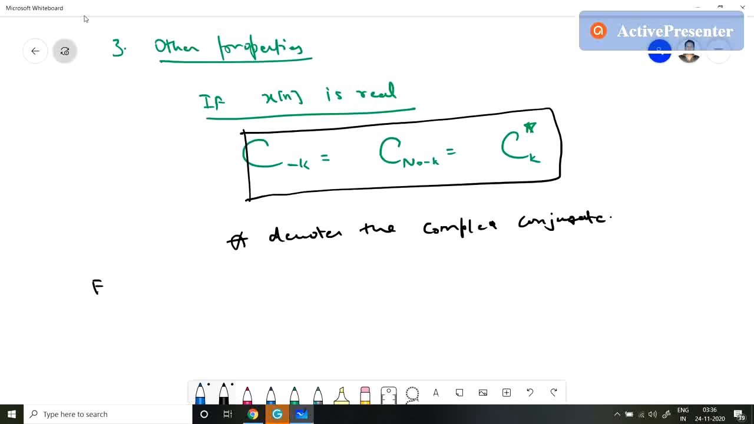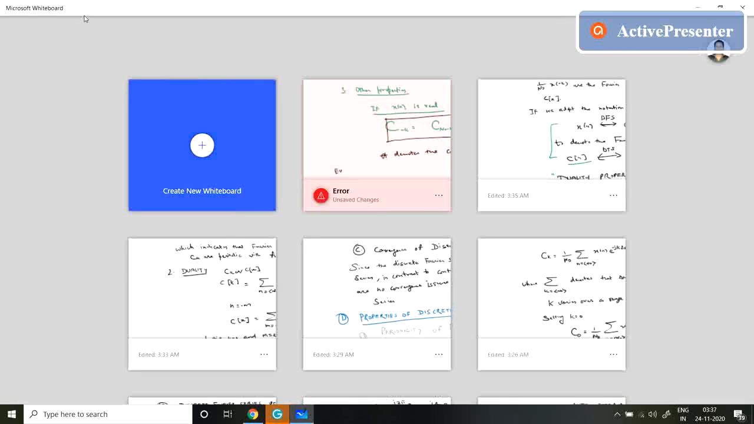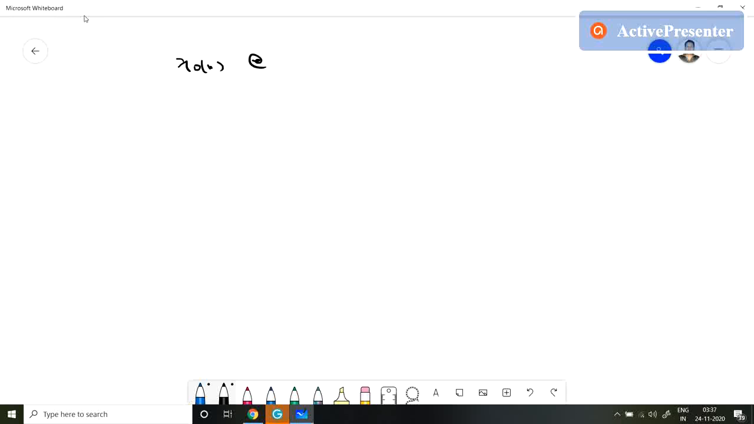Now we have even and odd sequences. So if xn is real, then xn can be represented as the sum of its even and odd parts. So it is xen plus xon. What is xen? Xen is basically the even part of xn, and what is xon? Xon is basically the odd component of xn.